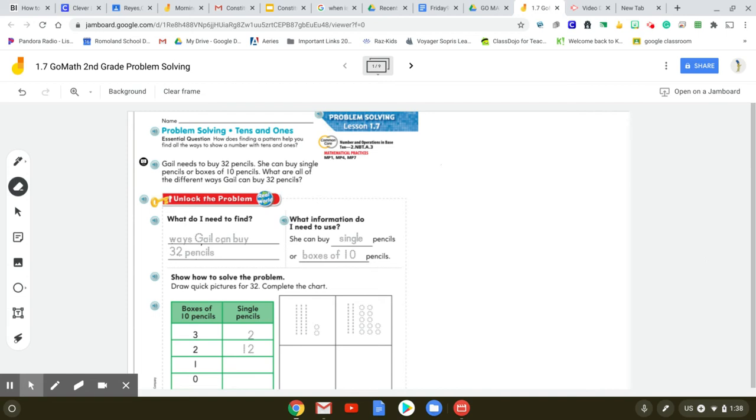Reyes. We are going to be on page 37 of your Go Math in lesson 1.7, the top right hand corner, problem solving. So everyone turn to page 37 and I'm going to read the essential question. How does finding a pattern help you find all the ways to show a number with tens and ones? So we're going to be looking for a pattern.